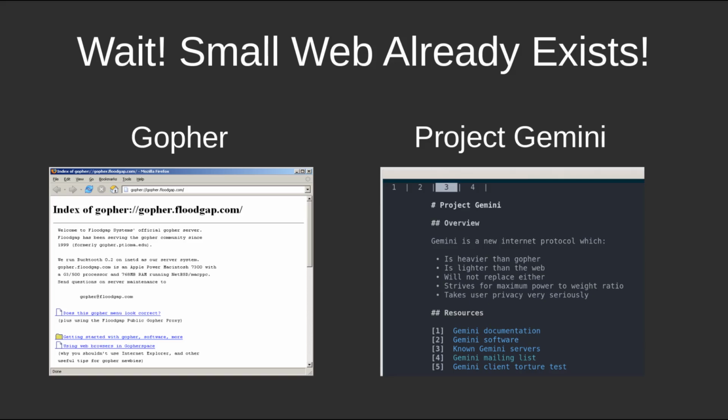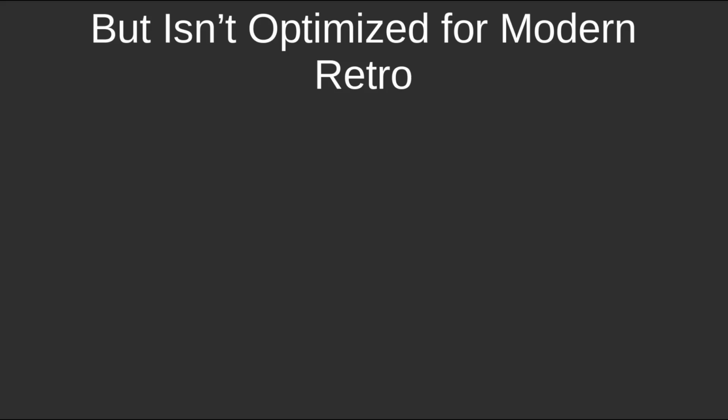Gopher does exist, and Project Gemini does exist, and they've been around for a while. Gopher dates back to 1991, contemporary of HTTP, and Project Gemini is much newer, coming in about 2019. And they're both interesting things, but what they are trying to accomplish is different than what I have in mind. And one big part of that is I don't think either one of them is particularly optimized for modern retro.